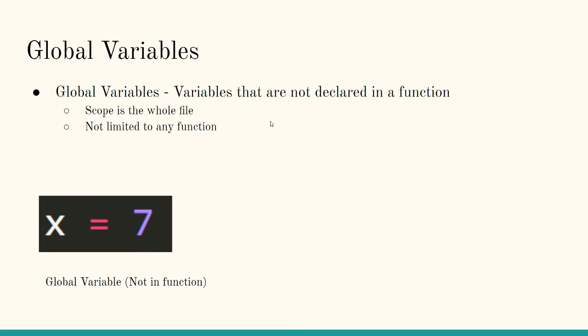So there are two types of variables, and both of them have different types of scope. So the first variable is a global variable. Global variables were the variables we learned at the very beginning. So basically, if we just open a file and say x equals 7, that's a global variable. So for these variables, the scope is the whole file. It's not limited to any function. And if we declare a function later on, we can actually use these global variables inside those functions.